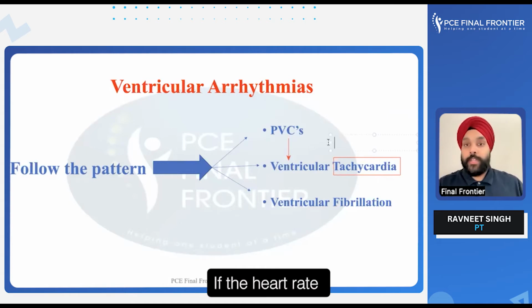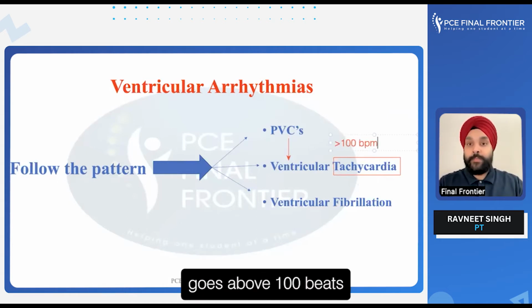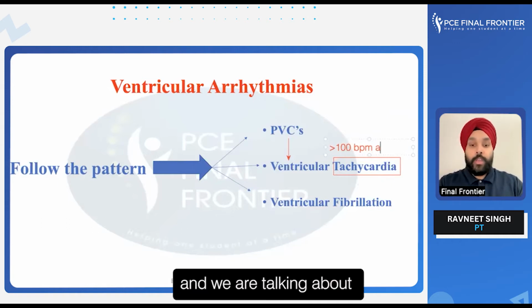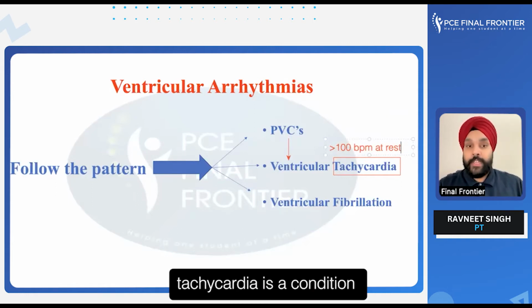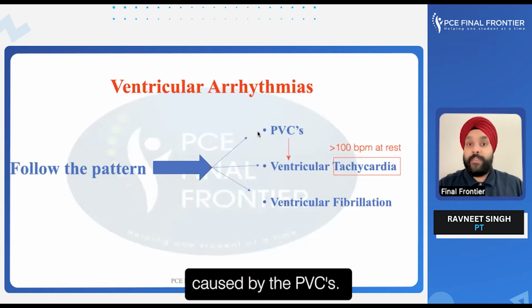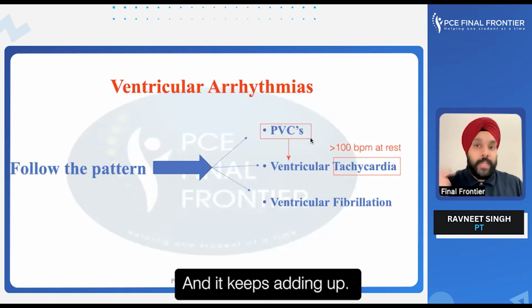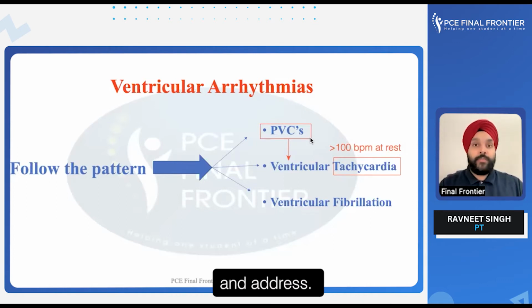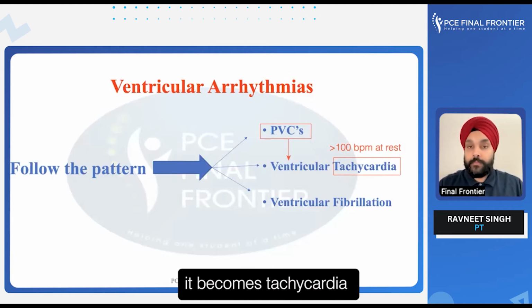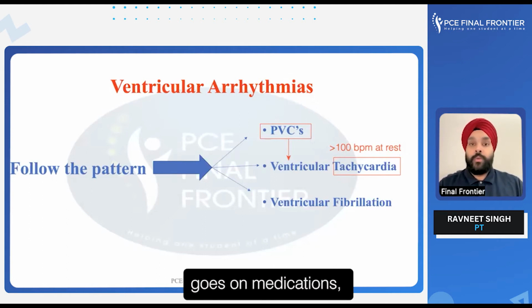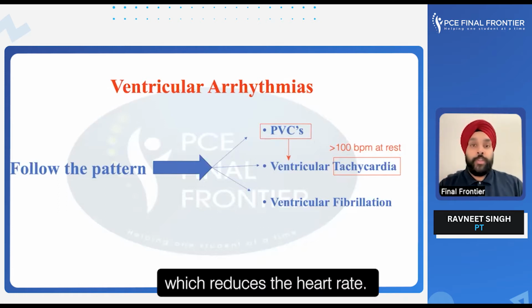If the heart rate goes above 100 beats per minute, it's called tachycardia. And we are talking about at rest. Ventricular tachycardia is a condition which is usually caused by the PVCs, and it keeps adding up the number of beats, and at rest, when the heart rate goes beyond 100, it becomes tachycardia. And then the patient goes on medications which reduce the heart rate.